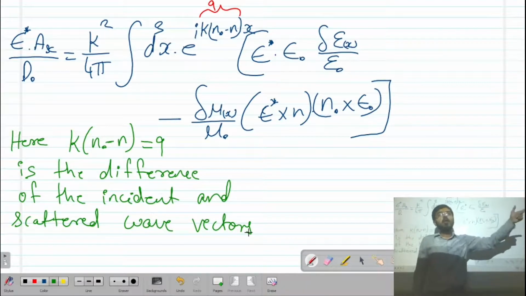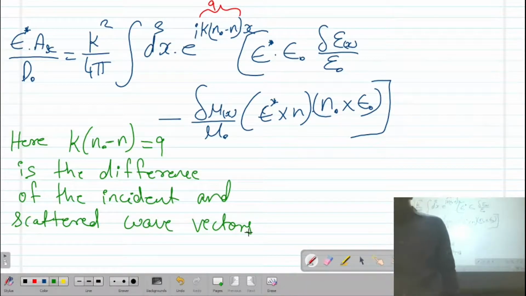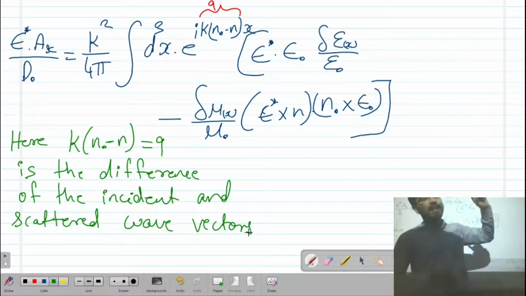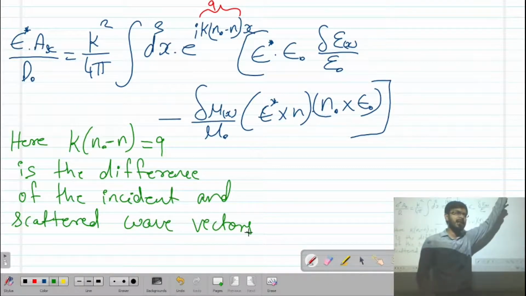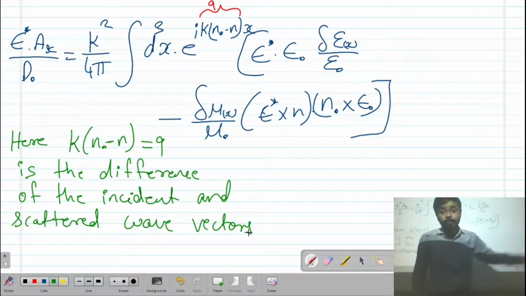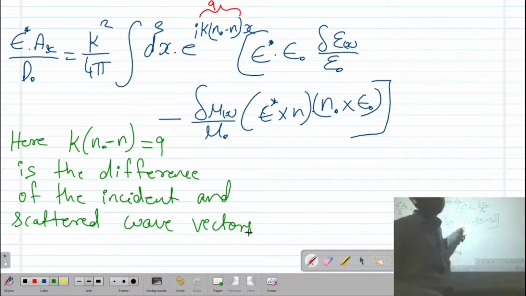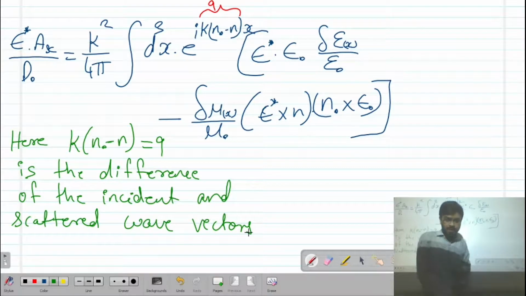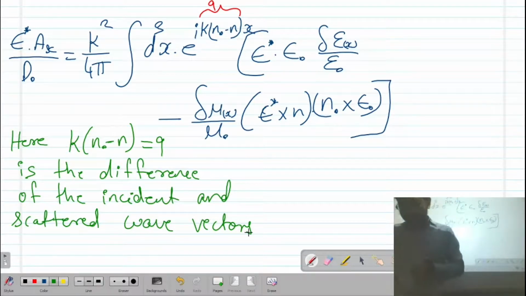So the equation of the differential scattering cross section in the scattering theory in the previous lectures, maybe in lecture number 3 or 4, we will derive over here with the Born approximation for the dielectric sphere the equation for the differential scattering cross section.